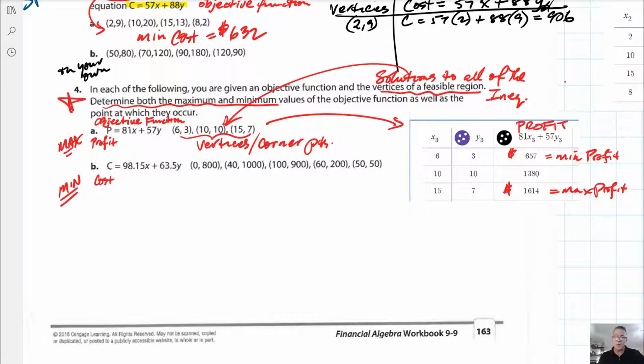It's that simple. You type your vertices in. These are called vertices, which is a fancy name for corner points. And you minimize or maximize the profit. You do the same thing for the cost too, but in this one, obviously you have a different function.